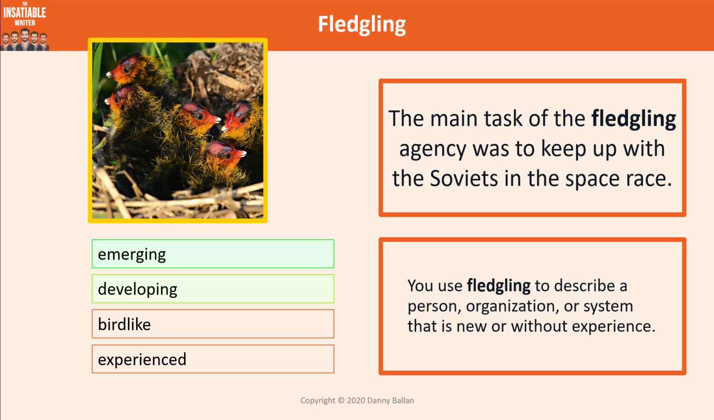And bird-like, as we said, even fledgling as a word in its purest sense means a young bird, newly hatched. But in this context, we're not talking about birds. We're talking about people. We're talking about organizations. But you can keep it in mind that you can use this word for young birds if you want. So that was our third word, fledgling.